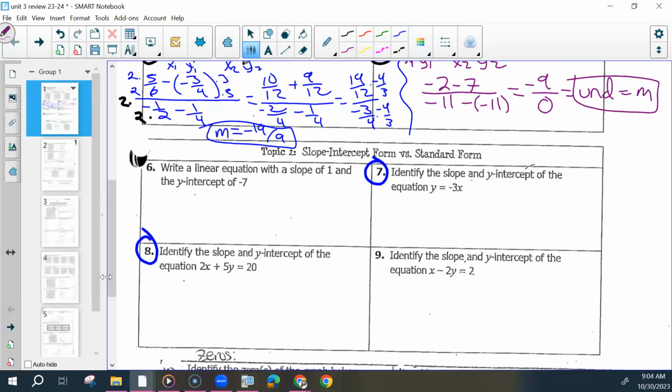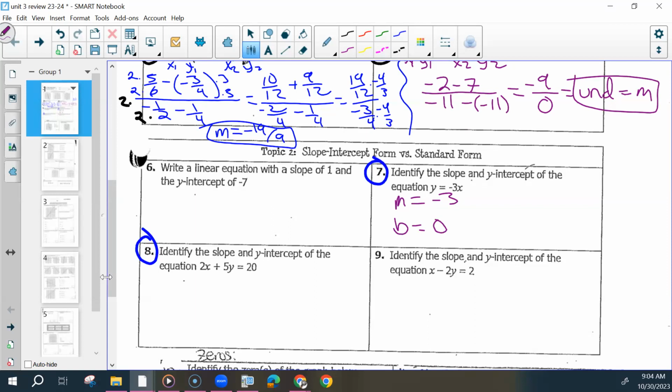Okay. Number 7, this is already in slope intercept form. We just have to figure out what is the m and what is the b. So in this case, what is your slope? -3, not the x bar, just the number. What's your y-intercept? Not 1. 0. There's nothing there, so that would be 0.